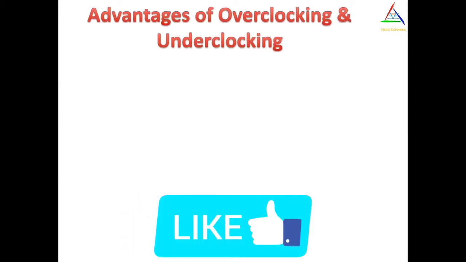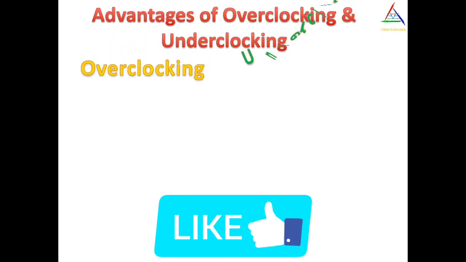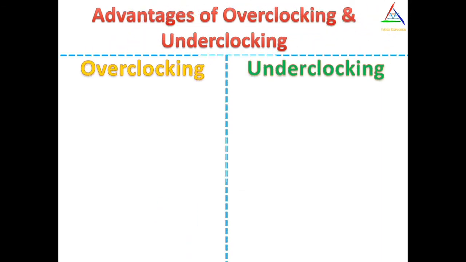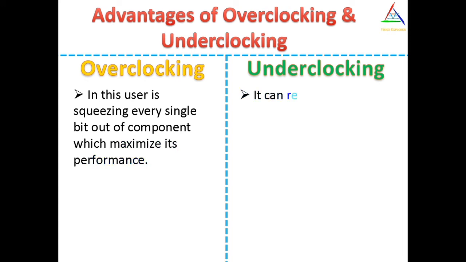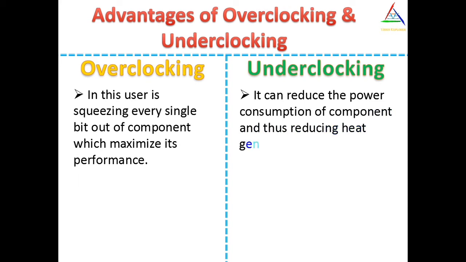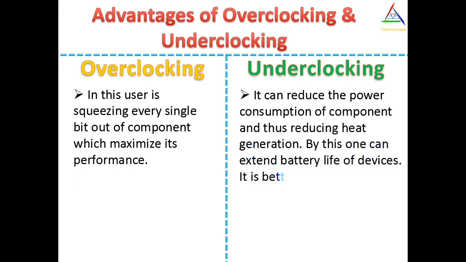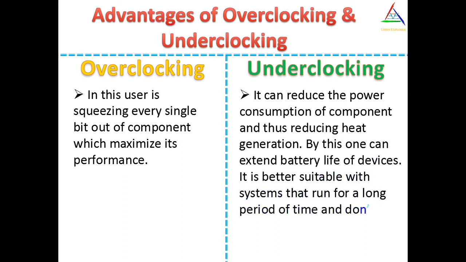Now, let's go through the advantages of overclocking and underclocking. Seeing overclocking first: in overclocking, the user is squeezing every single bit out of a component, which maximizes its performance. Now seeing underclocking: by underclocking, one can reduce the power consumption of a component and thus reduce heat generation. By this, one can extend the battery life of laptops, smartphones, and other mobile devices. Underclocking is done on systems that run for a long period of time and don't require maximum performance.